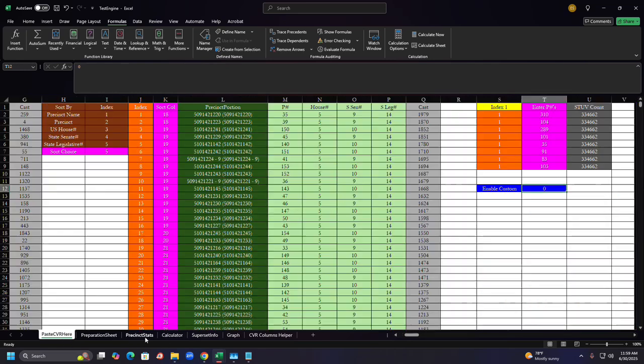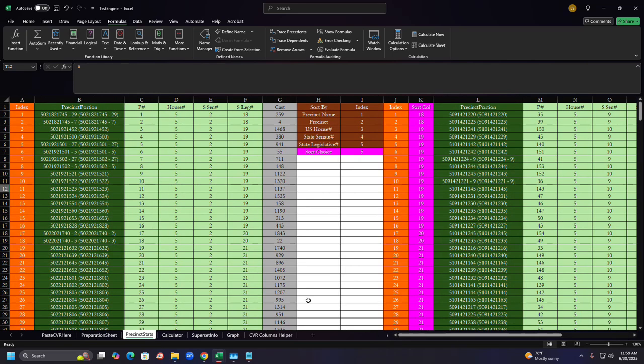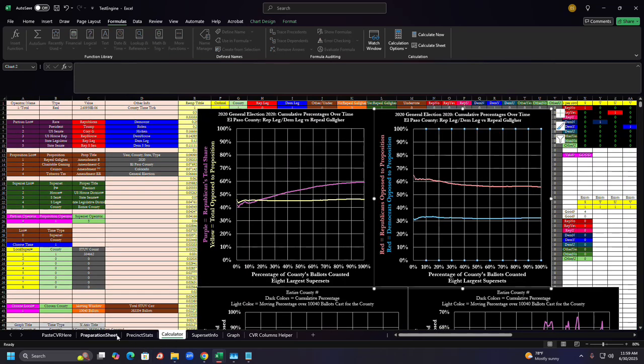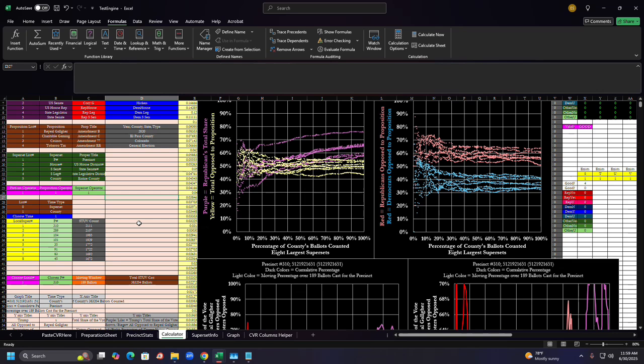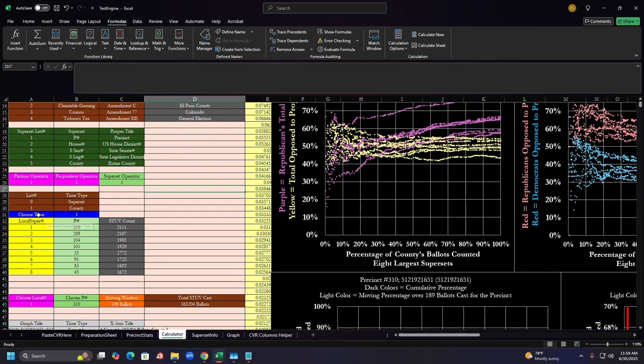I'm going to leave this default setting on precincts and on partisan operator 1. And then, oh, time. I should probably tell you about that last operator. So you have superset time and county time. The default option is 1.